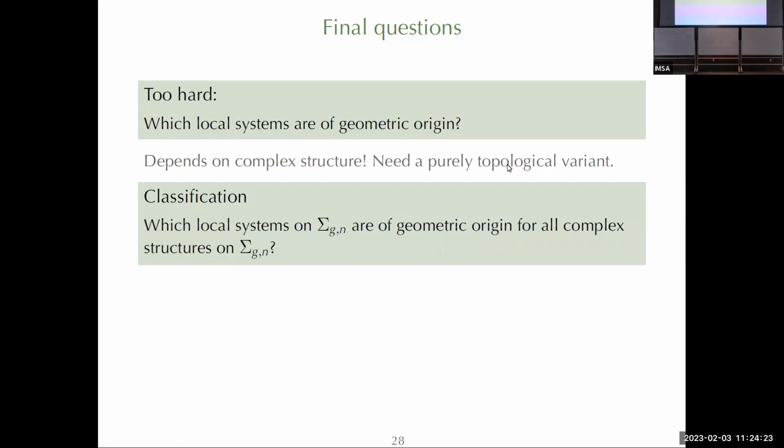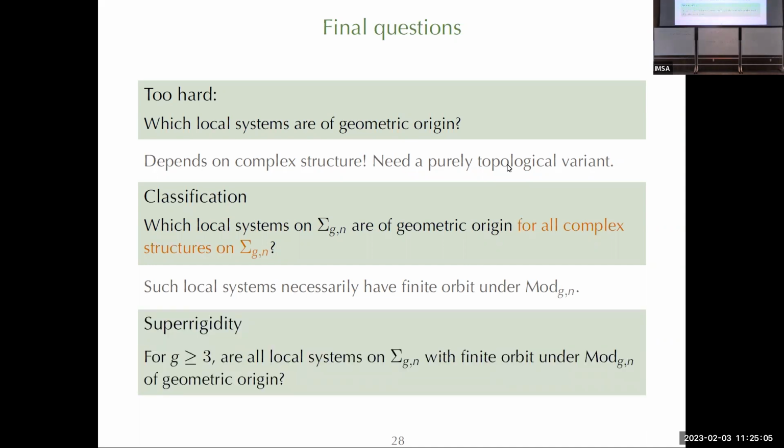So here's the revised question. Can you classify the local systems on a topological surface which are of geometric origin for all complex structures on that surface? That's the most naive thing you can do to turn a question about complex geometry into a question about topology: just make it independent of the complex structure. The trivial observation is that if you have such a local system, it automatically has finite orbit. So this classification becomes: which representations with finite orbit under the mapping class group come from geometry?